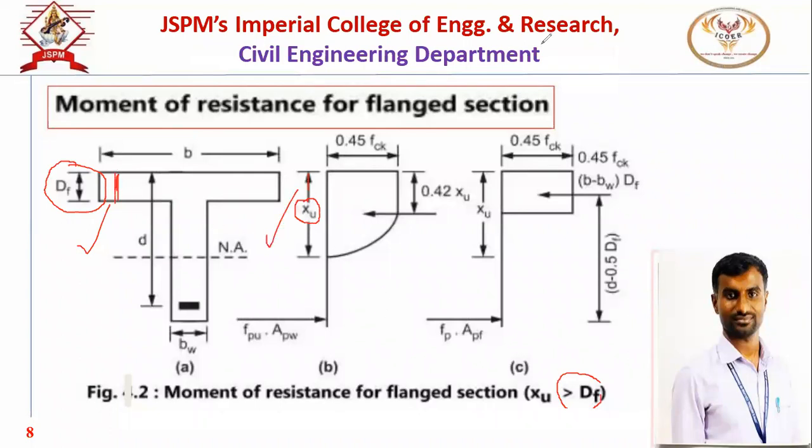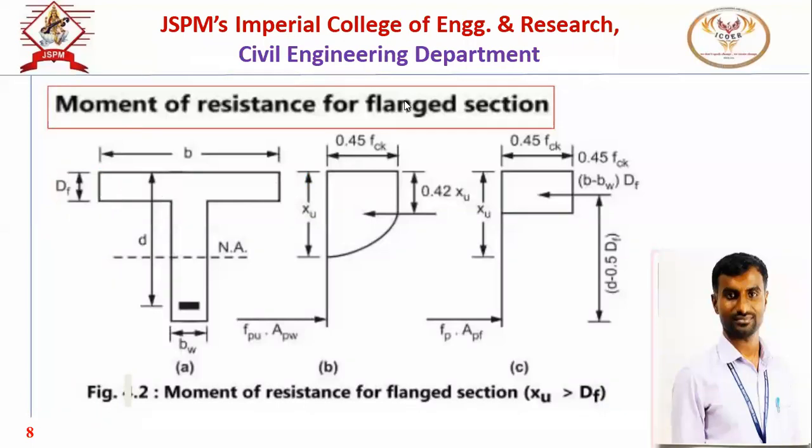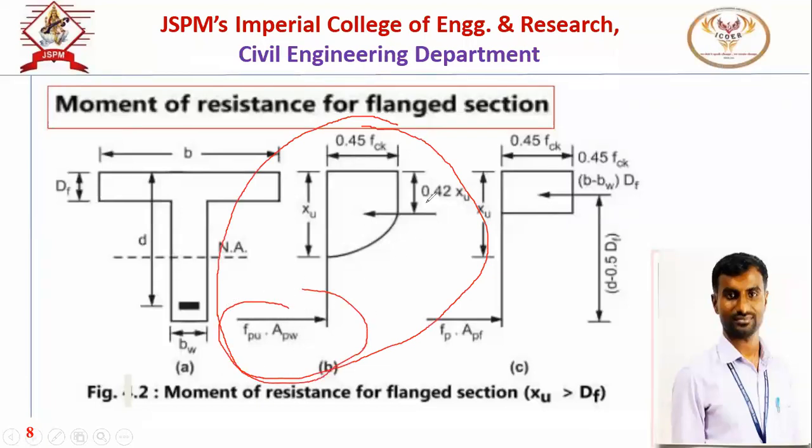So in that case, the moment of resistance will be due to the flange section as well as the web portion. The moment of resistance will be given by the rectangular section plus the moment of resistance due to the web portion. In a rectangular section, this was the case for the moment of resistance. We have discussed FPU into APW into D minus 0.42 XU. So this is the moment of resistance for the rectangular section.